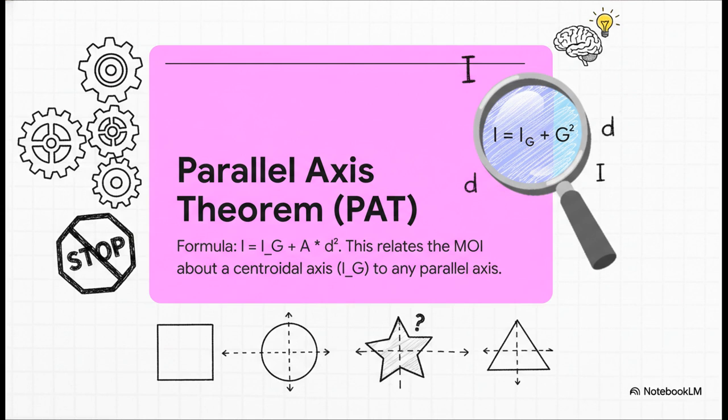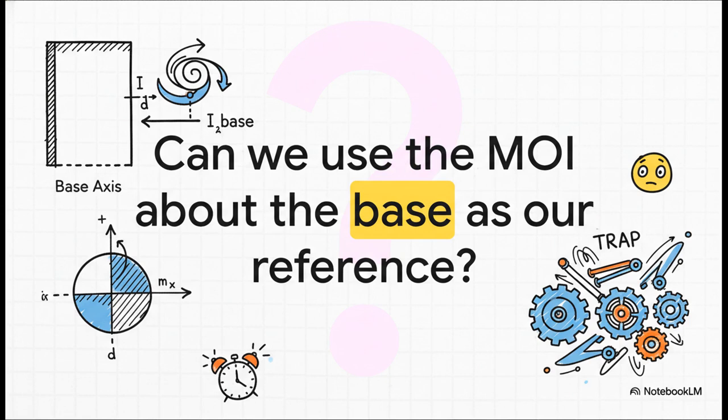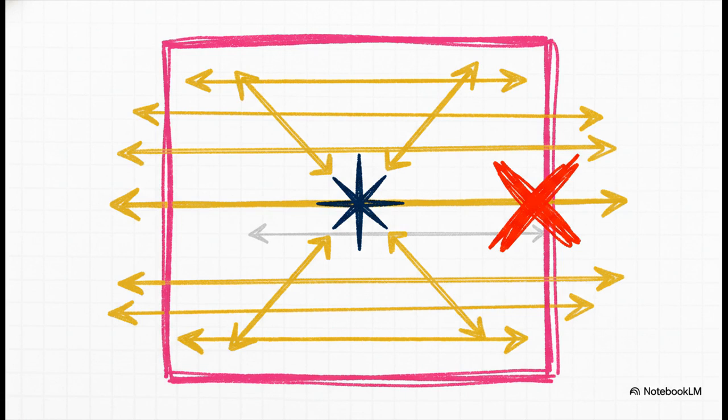And that starting point is IG, the moment of inertia about the shape's own center of gravity, its centroid. But, and this is a huge but, this is where so many people make a critical mistake during the exam. So this leads to a really interesting question and a common trap. Let's say you've memorized the formula for the moment of inertia about the base of a shape. It kind of feels like you should be able to use that as your reference, right? Can you just plug that into the theorem and find the MOI about some other axis? Well, let's put it to the test, because this is a classic trick you'll see in exams. And the answer is a big fat no.